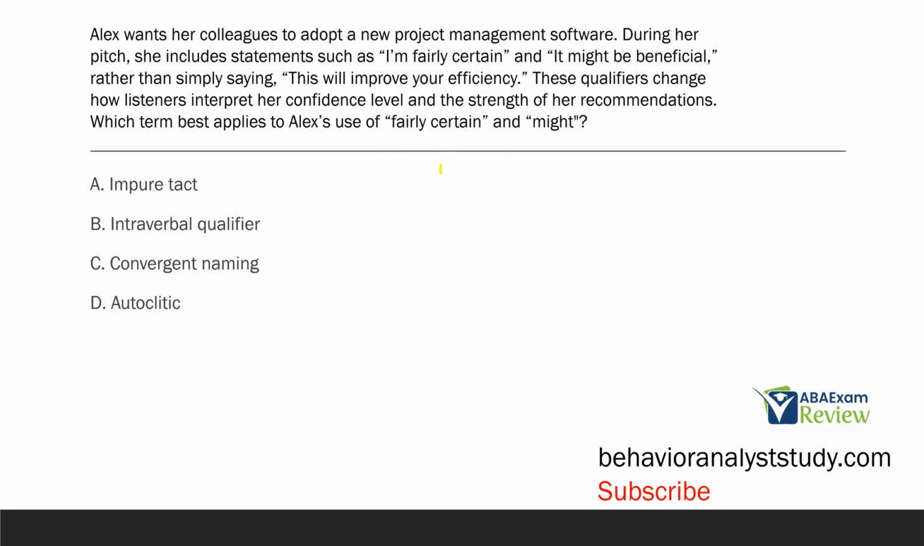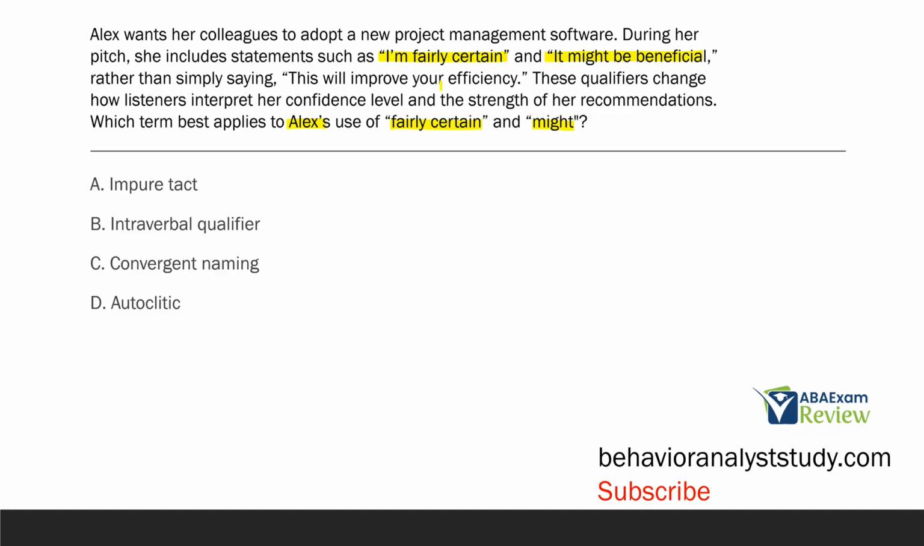Now we're looking at a verbal behavior question because we're looking at Alex's usage of words like fairly certain and might. And what is the context? Well, Alex is explaining to her colleagues this software, and she's saying, I'm fairly certain, and it might be beneficial instead of this will improve your efficiency.